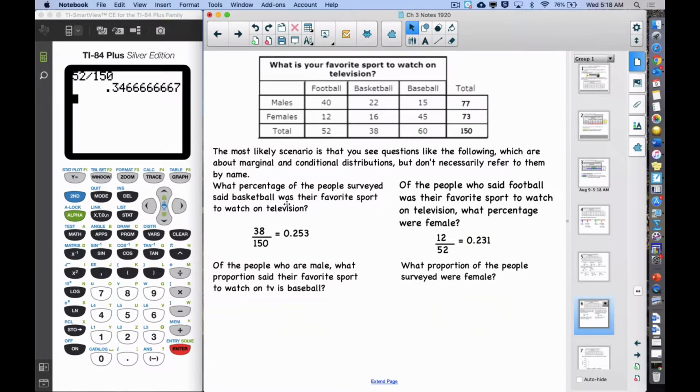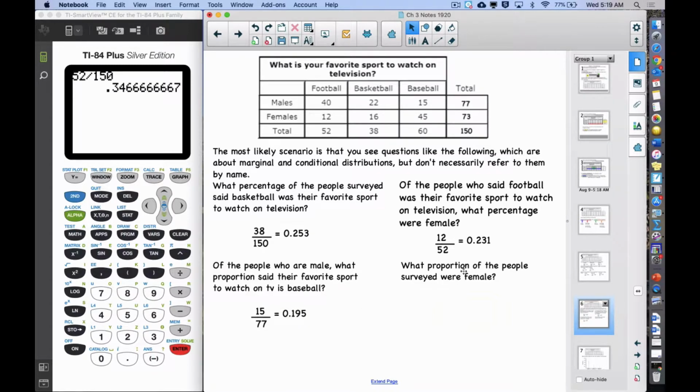Next, of the people who are male, so we're only looking at the male group, what proportion said their favorite sport to watch on TV is baseball? Oh, they also changed the word proportion. Proportion and percentage are used pretty interchangeably throughout the year, so don't be thrown off by that. What proportion said their favorite sport to watch on TV is baseball? So we're only looking at the males. So 15 out of the 77 males, which is 0.195.